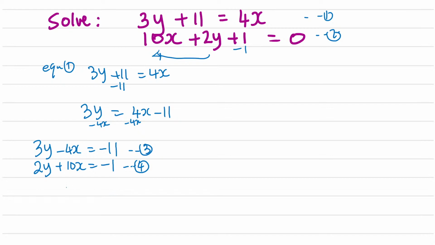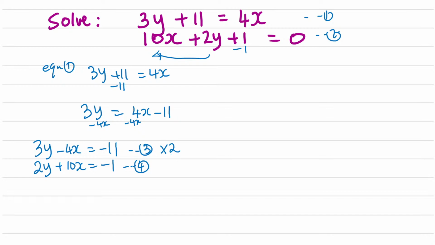What happened now? Are the y's the same? No. Are the x's the same? No, they don't have the same coefficient. So we need to make them the same, okay? We need to make the same coefficient. So we can multiply equation 3 by 2, okay?